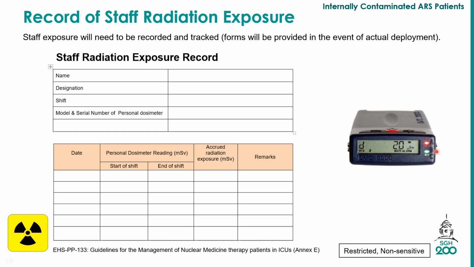After a day, when you come back the next day for your shift, assuming it's the same shift time, you start using the electronic personal dosimeter and write the next entry. So that's basically a simple form to help us determine the total radiation exposure you have been exposed to.